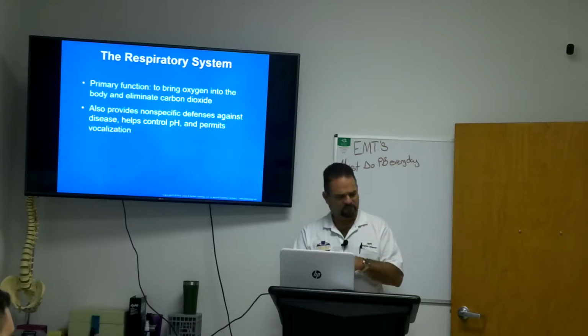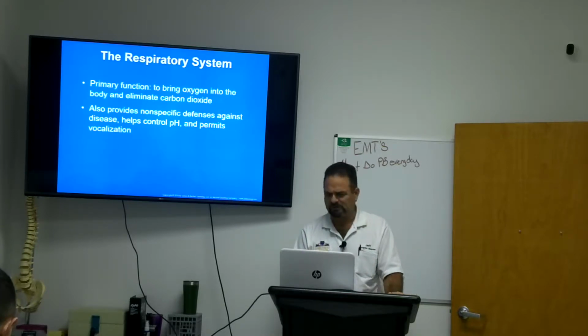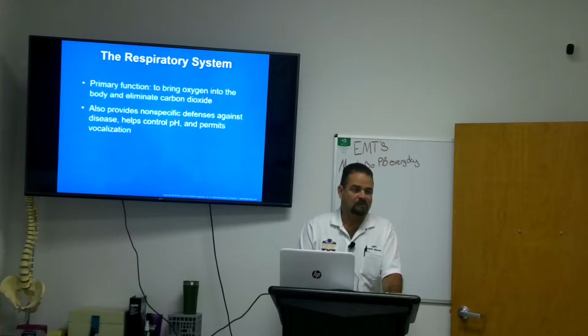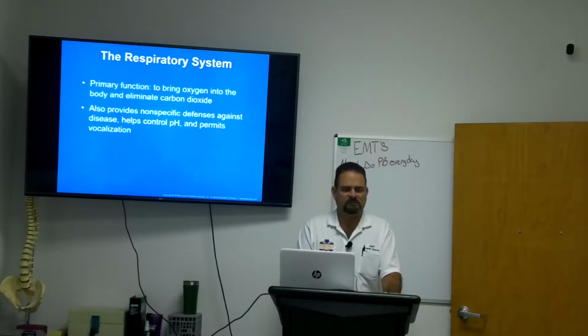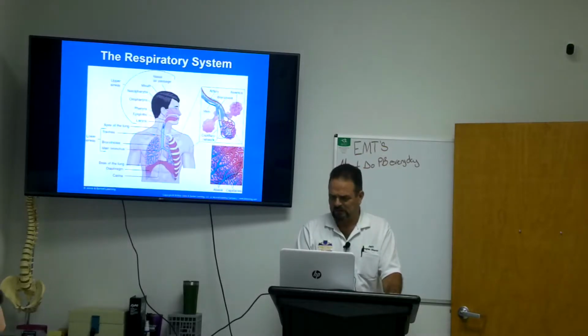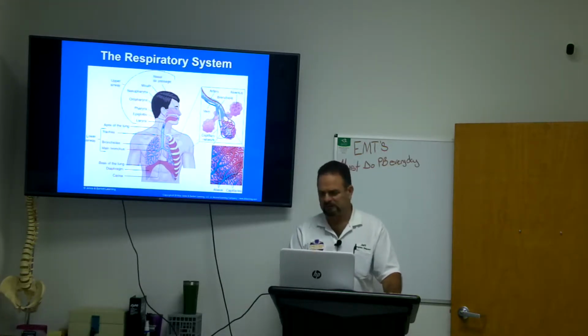The respiratory system. So now we've moved out of the immune system, which was a pretty short section, but the respiratory system is going to be pretty significantly longer. Obviously, the primary function of our respiratory system is to bring oxygen into the body and eliminate carbon dioxide, which is our waste of respiration. It also provides non-specific defenses against disease, helps to control our pH for homeostasis purposes, and permits vocalization.